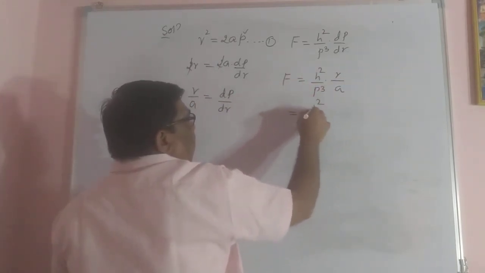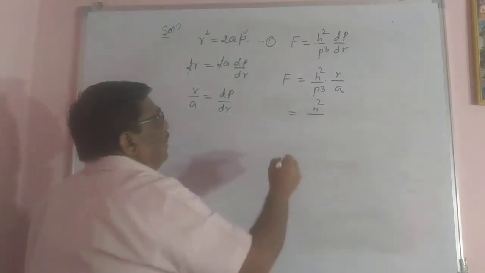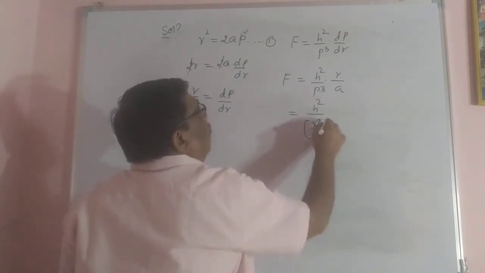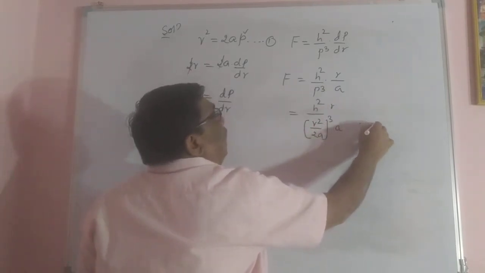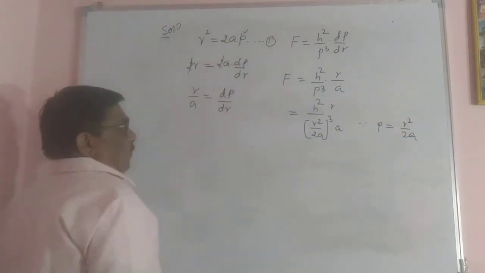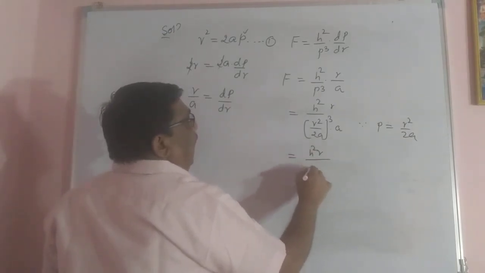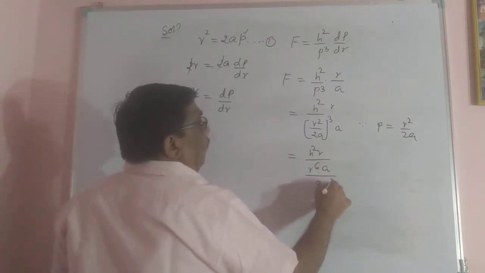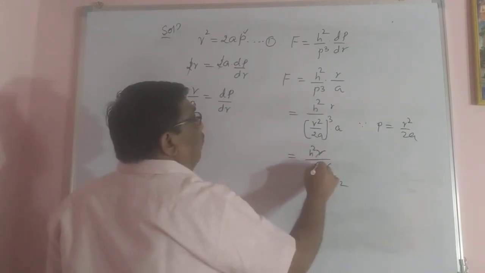This is h square divided by, substitute that p value. P is r square divided by 2a. Therefore it is r square divided by 2a, it's a cube into a. R is there because p is equal to r square divided by 2a from the given equation 1. Simplification: h square r divided by r raised to 6 into a divided by 8a cube. 1a cancels giving out a square, and even 1r cancels giving out 5.